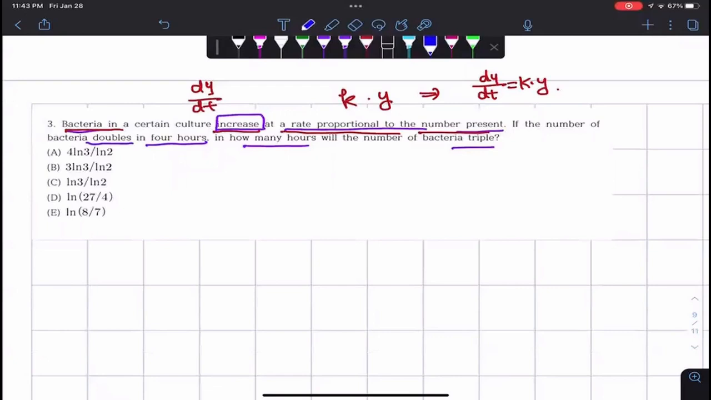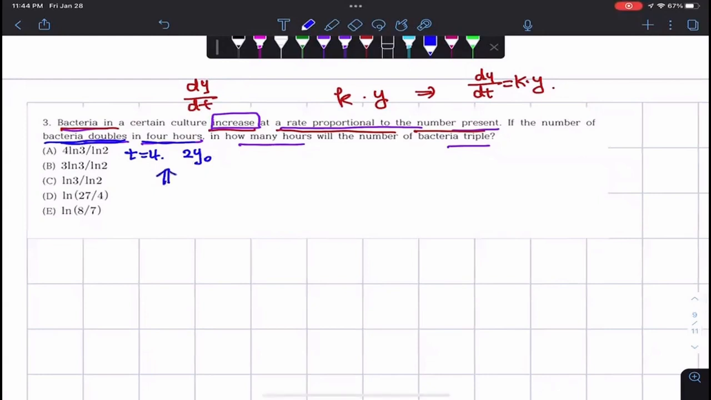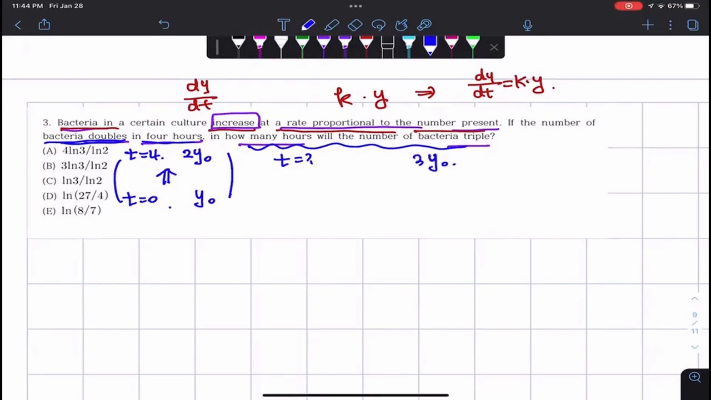Let's check the other assumption. Bacteria doubles in 4 hours. This is t equals 4, and the amount of bacteria is 2 times y0. Oh, there is a hidden assumption: y0 is the initial amount, at t equals 0. In how many hours is my goal. This is t, when the bacteria triple, 3 times y0. This is my goal.